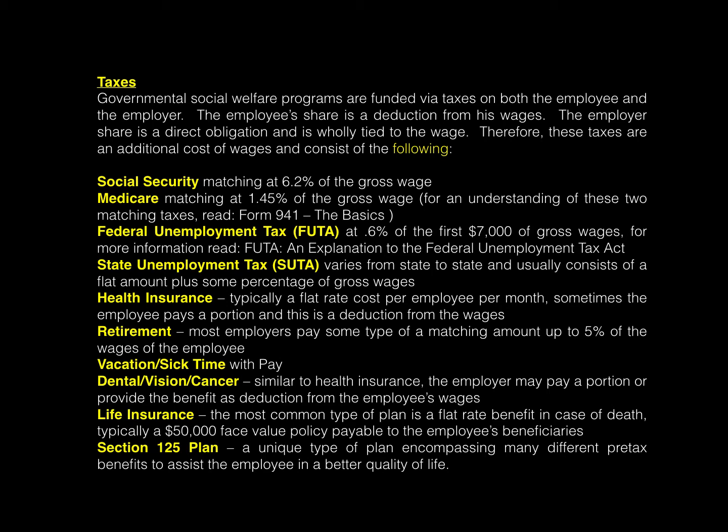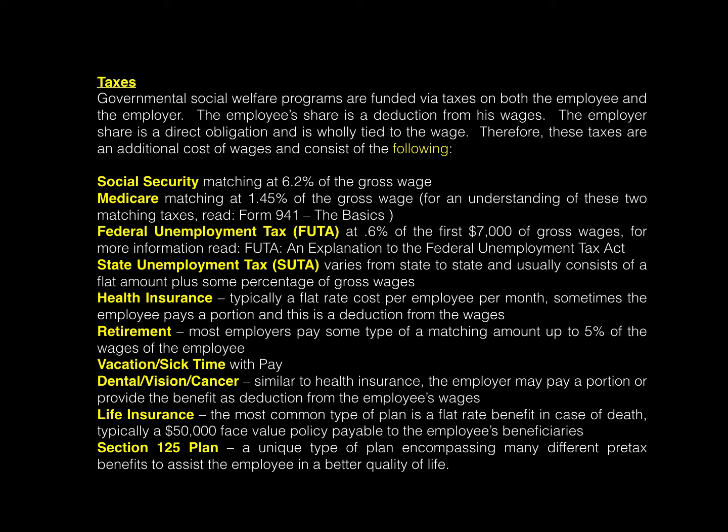Federal Unemployment Tax, FUTA tax. The rate is 0.6% of the first $7,000 of the gross wages, and this tax is paid only by the employer. Employee does not pay this tax. State Unemployment Tax, SUTA. SUTA varies from state to state and usually consists of flat amount plus some percentage of gross wages.